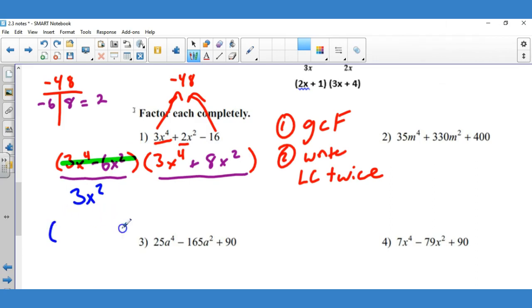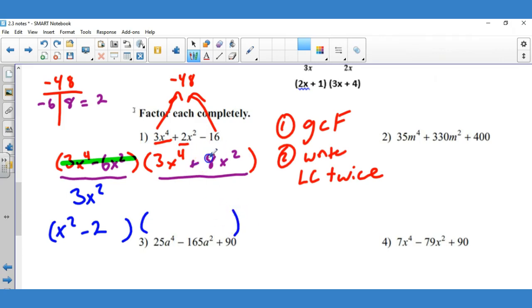Then we're going to divide. Divide here, divide here. So we're going to go 3x to the 4th divided by 3x squared. Well, the 3's will cancel, and you have x to the 4th over x squared. You subtract 4 minus 2, so you have x squared. And then right here, negative 6x squared over 3x squared. You're going to divide negative 6 divided by 3. It's negative 2, and x squared cancels. So x squared minus 2.